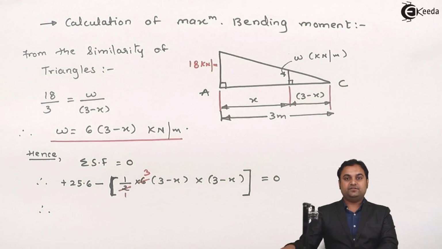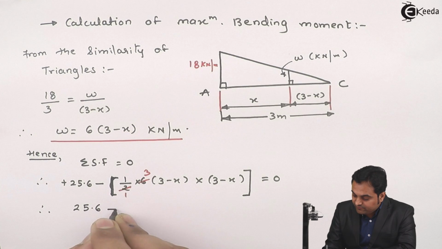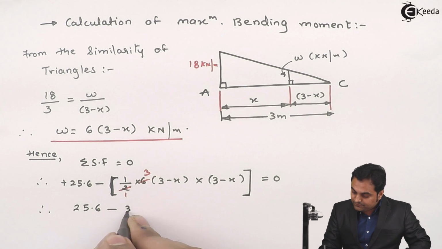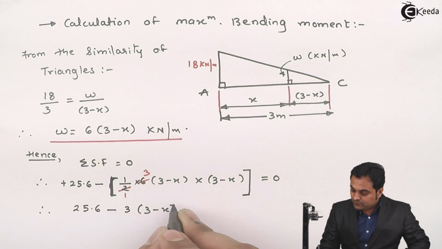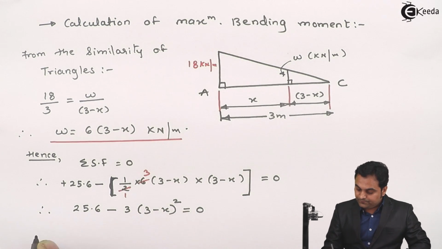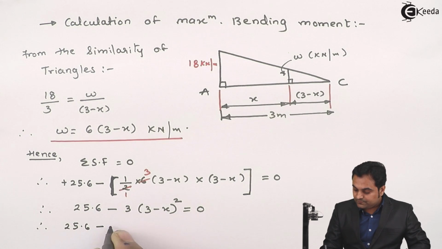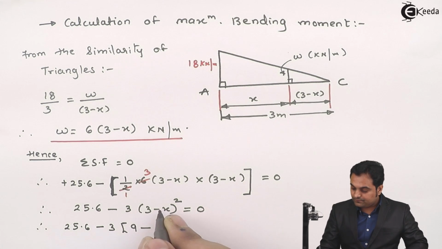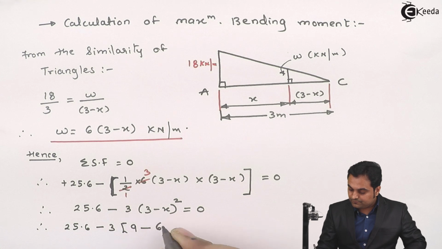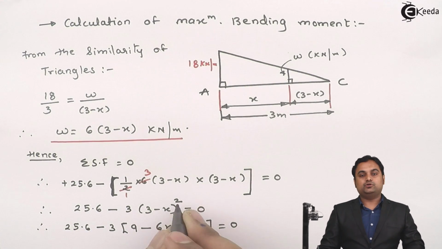So therefore, here this 2 and 6 will get cancelled out, and I'll have the equation in the form plus 25.6 minus 3 into 3 minus x whole square is equal to 0. So therefore minus 3, here this will be plus x square is equal to 0, that is a minus b whole square.